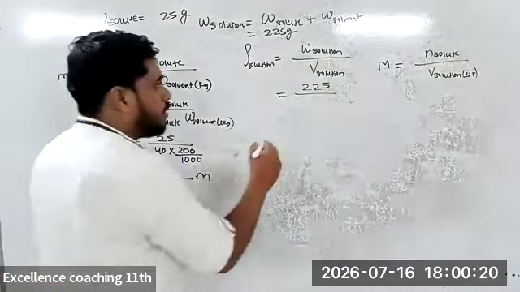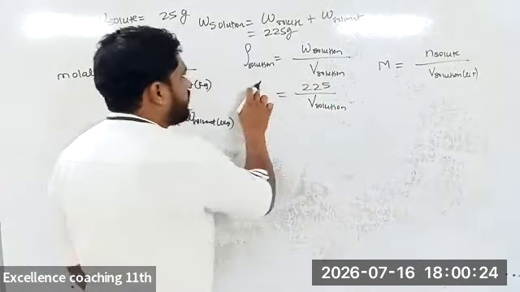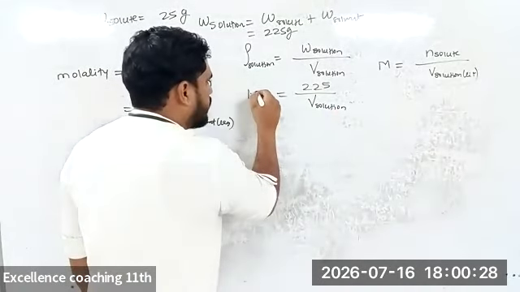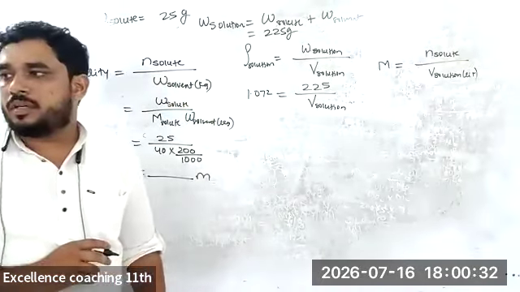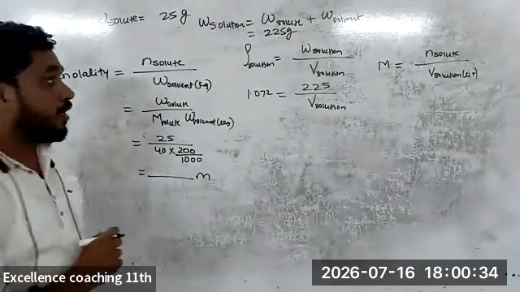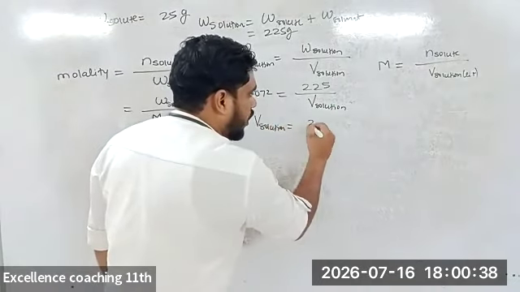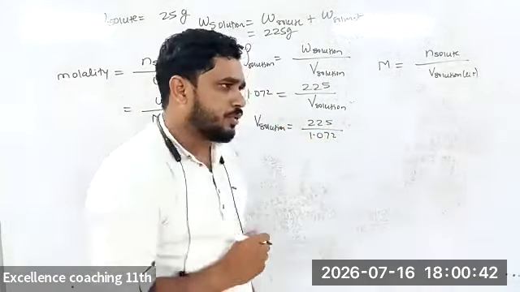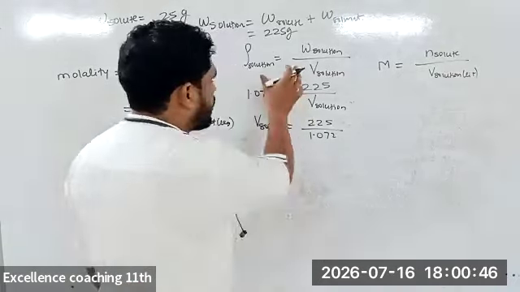We have to find the volume of solution. Now, what is the density of solution given? 1.072 grams per ml. So volume of solution will be equal to 225 upon 1.072. Understood? Now, did you understand this?